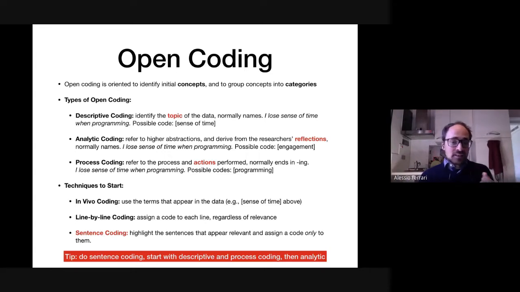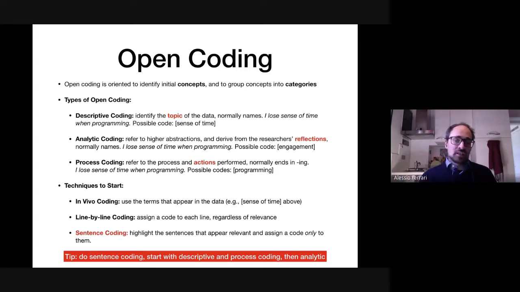The techniques can be in vivo coding. That is a good technique to start because you select the keywords directly from the data. Line by line coding, which is also a good technique to start because you just consider the single line of text, without considering whether there is a period or a comma or whatever. And you just code line by line, and you find yourself with several codes. This can be useful to make sense of the data at the beginning.